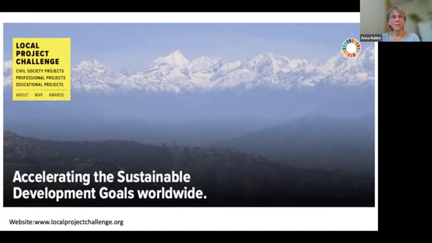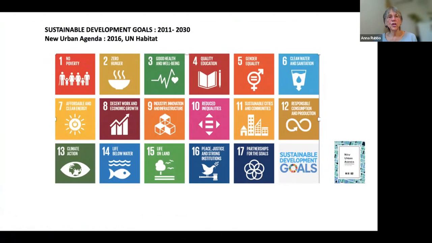I wanted to talk a little bit about the SDGs, and there's a slide showing the SDGs, the first slide for that. Thank you very much. The SDGs are a very broad-reaching and wide-ranging set of goals. They're actually from 2015 to 2030. And as you can see here, the 17 goals touch on every aspect of life.